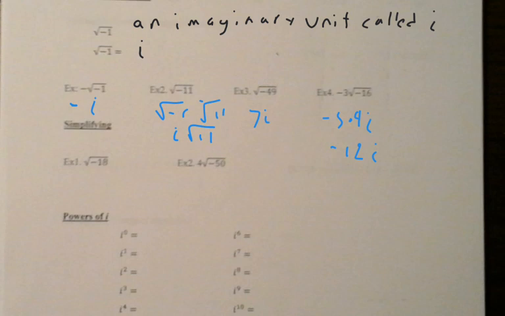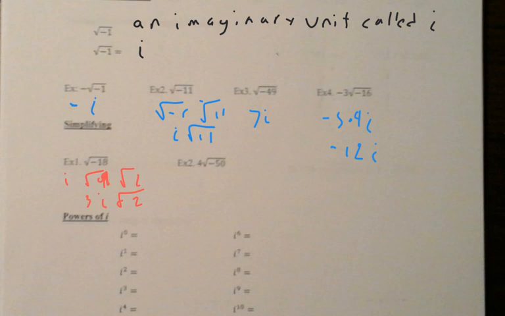Alright, so simplifying works the same way. We have the negative under the radical, so we're automatically going to write i. Then you have radical 9 times radical 2, which would be radical 18. And we know the square root of 9 is 3. Sorry about that. So we have 3i radical 2.